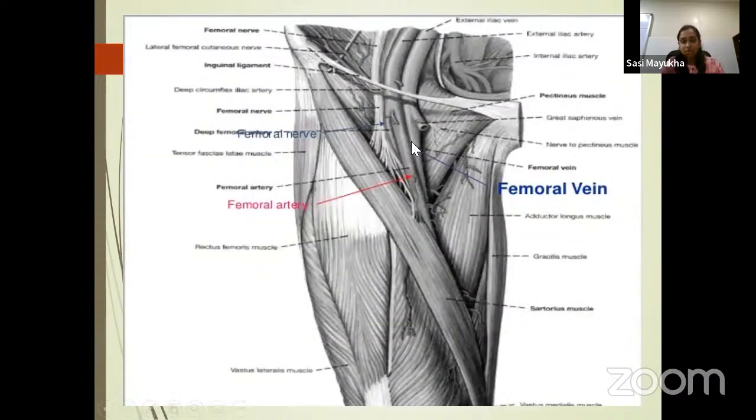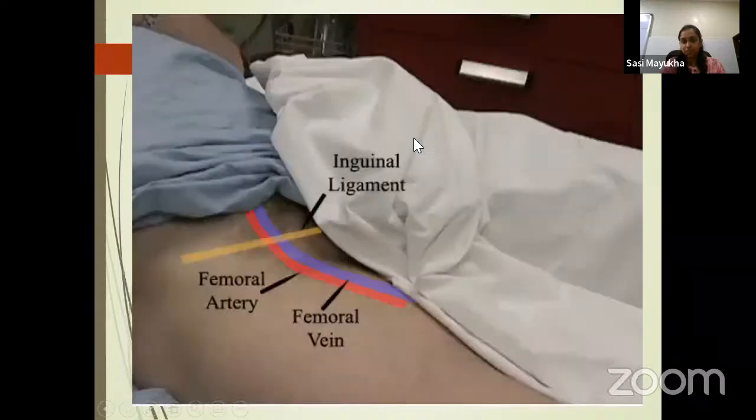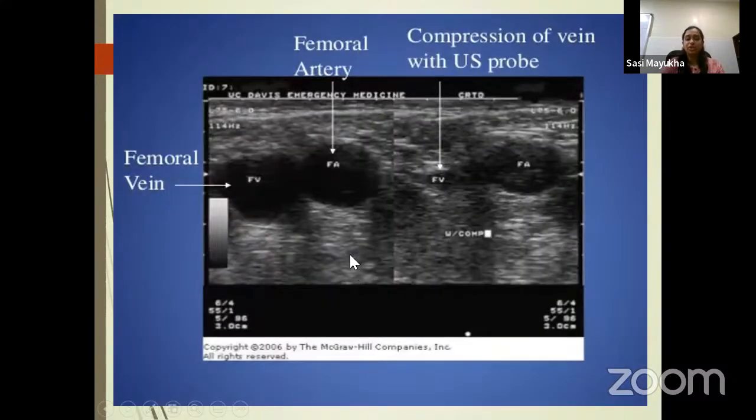Here you can see this is the femoral vein, this is the femoral artery, and this is the femoral nerve. So the vein is the medialmost structure. Here you can see this is the inguinal ligament, this is the femoral vein. This is an ultrasound image showing the femoral artery and the femoral vein. As I was telling you earlier, the femoral vein will be compressible. When you try to compress, the femoral vein gets compressed, as you can see in this picture. So this is how you can differentiate. Otherwise, you can use a color Doppler also to differentiate between the femoral vein and the femoral artery.